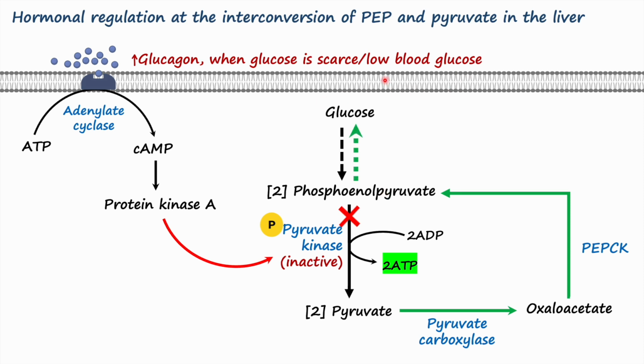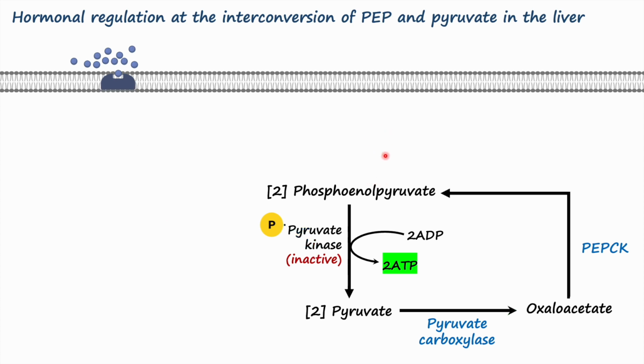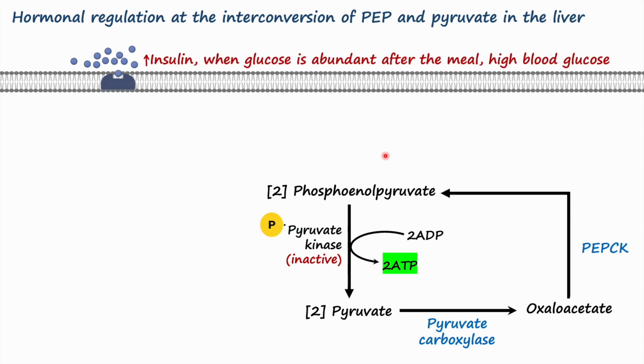So when blood glucose level is low, glucagon level increases, and the increase in glucagon level inactivates the pyruvate kinase enzyme. That means glucagon inhibits glycolysis and activates the gluconeogenesis pathway to synthesize glucose. Now let's consider when glucose is abundant, especially after a meal, which increases the blood glucose level.